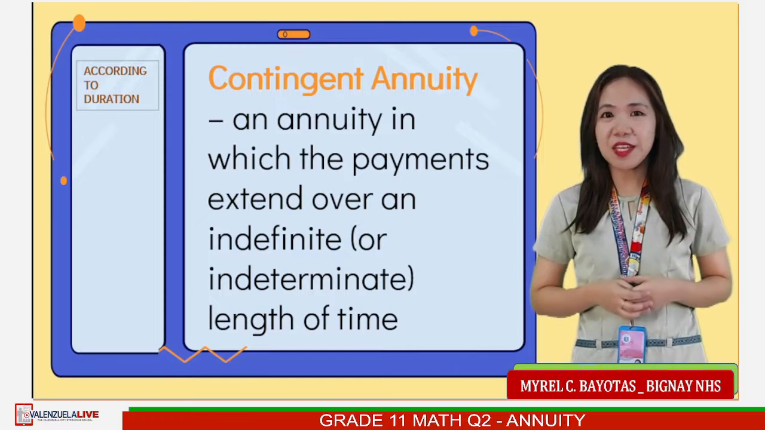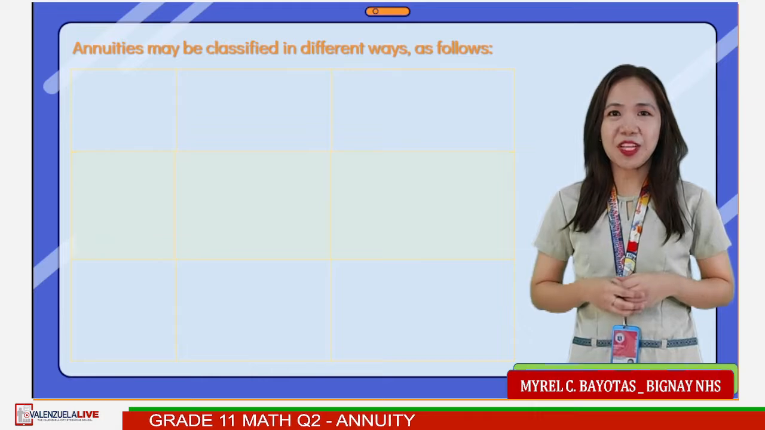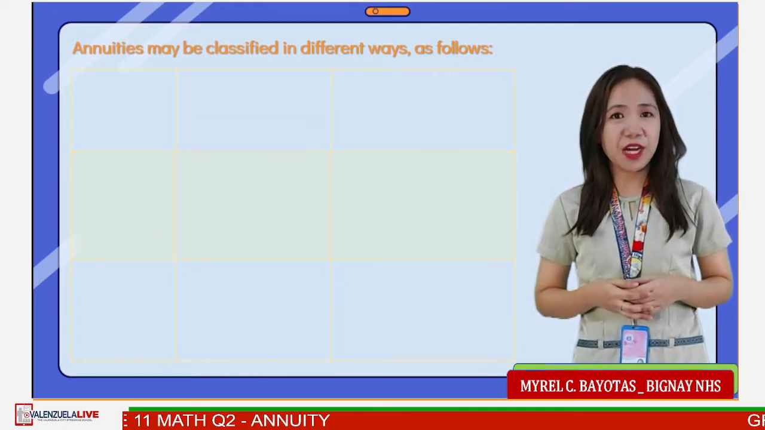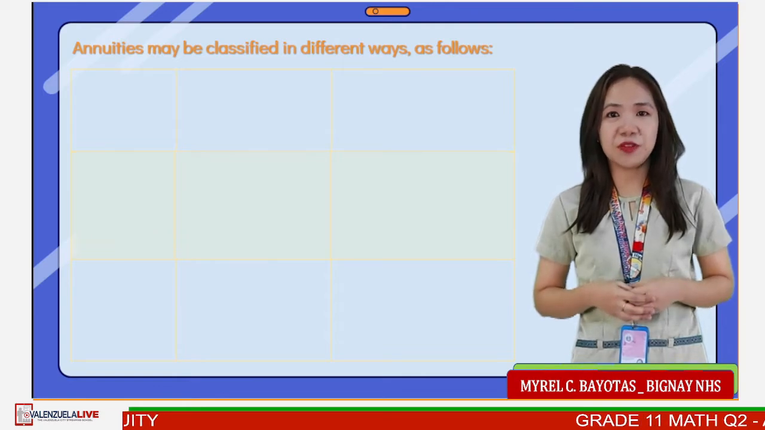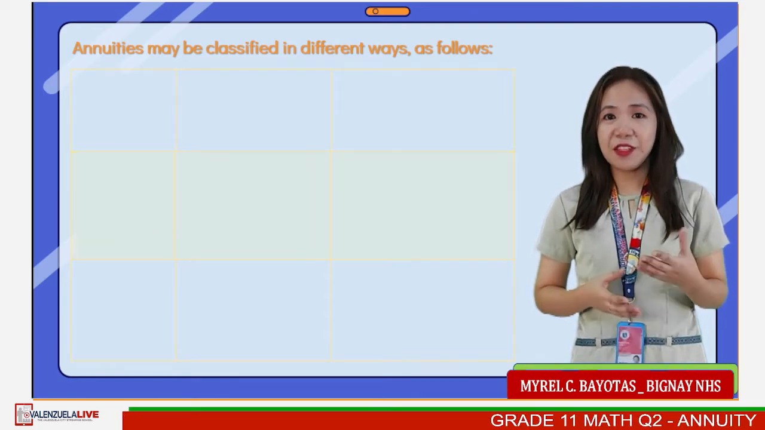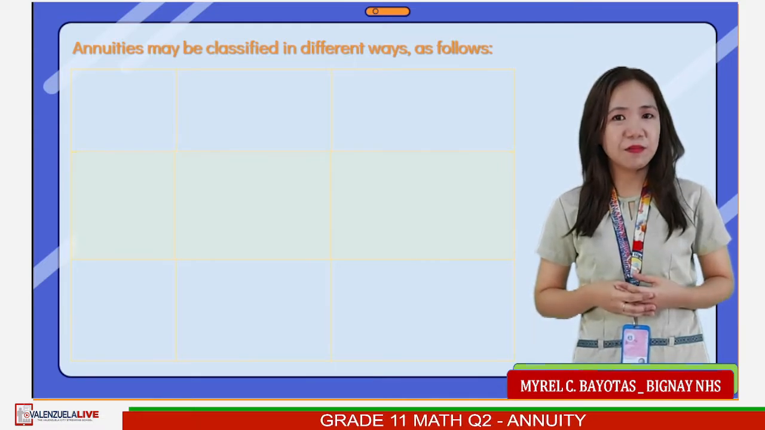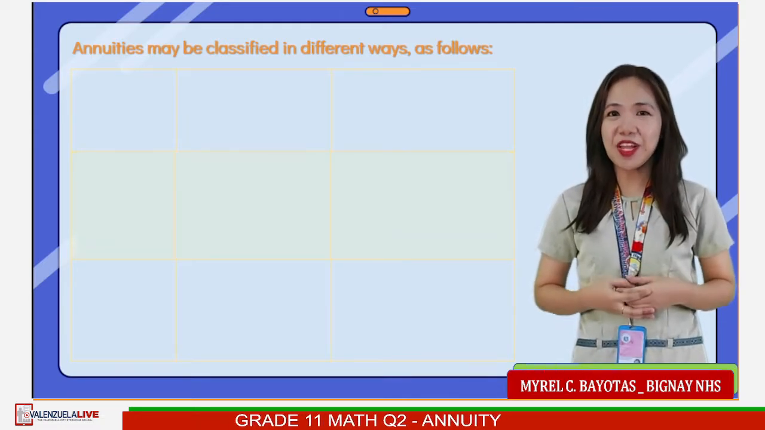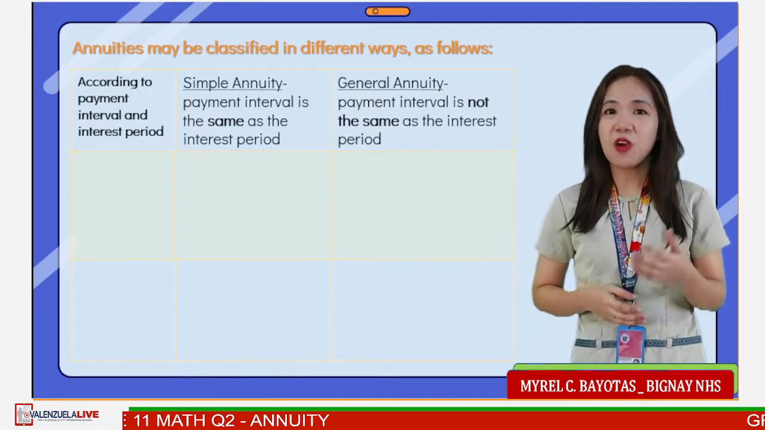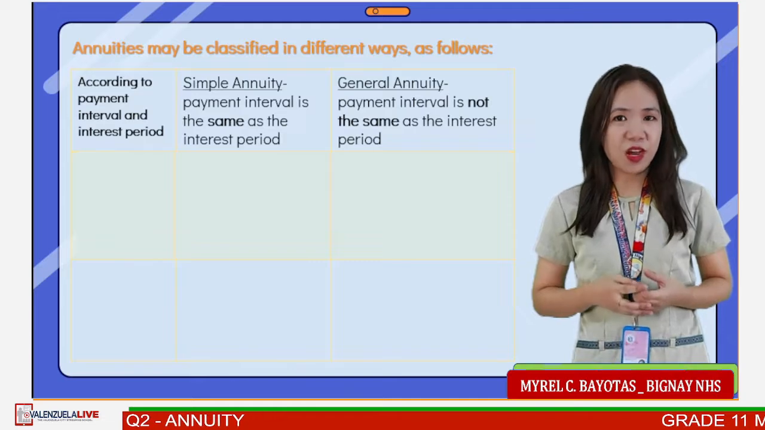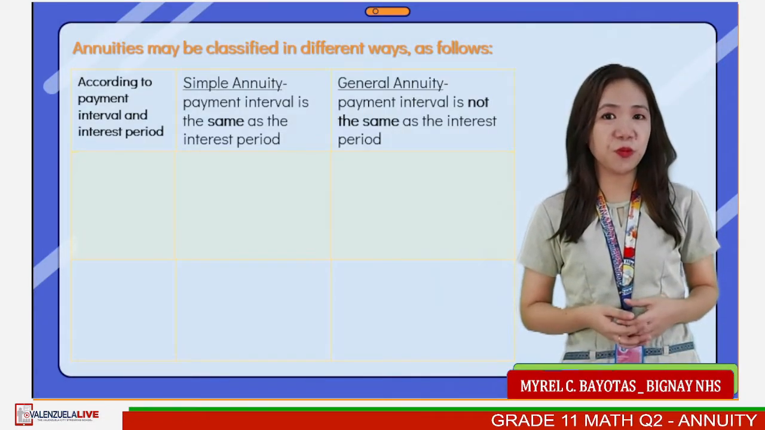How are annuities categorized again? Correct! Annuities are classified according to payment interval and interest period, according to time of payment, and according to duration. Can you differentiate between simple annuity and general annuity? Good job! In simple annuity, payment interval is the same as the interest period, while in general annuity, it's not. How about annuity immediate and annuity due?